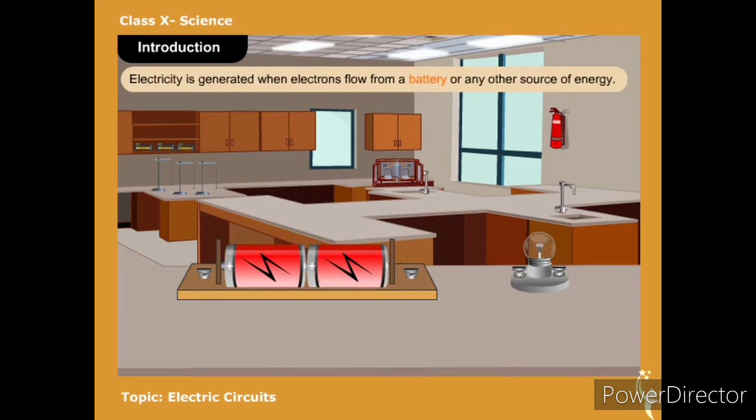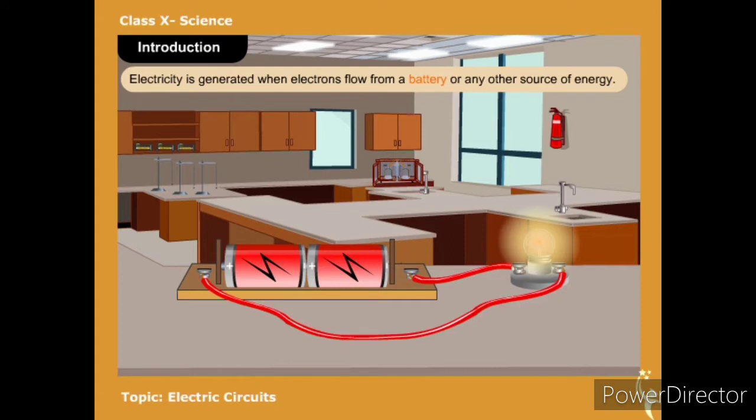Electricity is generated when electrons flow from a battery or any other source of energy. How does the energy from a battery flow into the bulb? Let's perform a simple activity to understand this. Connect the battery to the bulb using two pieces of insulated copper wire.